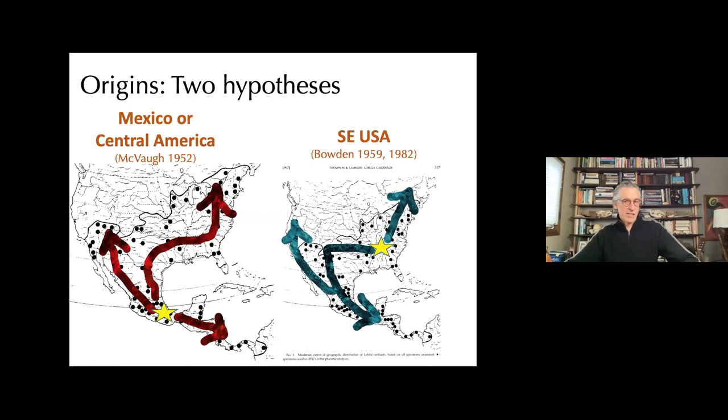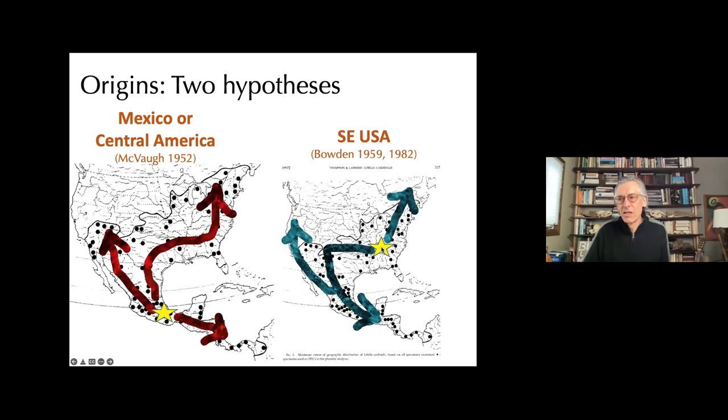And then the left would be the Sierra Madre Oriental, and then over into the eastern part of North America and on up. Bowden, on the other hand, felt that because the rest of the section Lobelia is really centered around Alabama and Florida and that part of the world, this should be where the organism arose, and its closest relative is only in eastern North America.